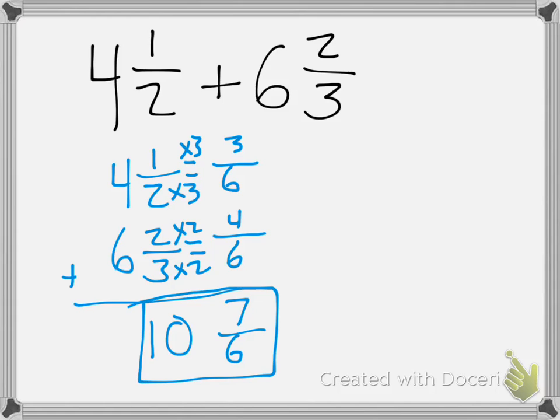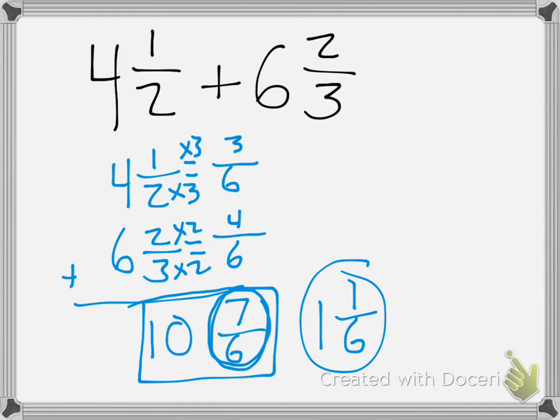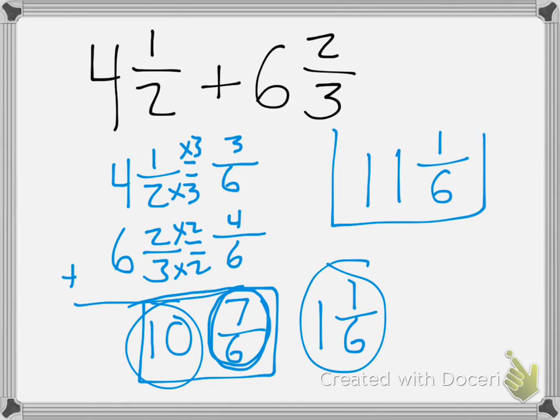If you want to make it in the simplest form, you've got to change the 7/6, which is an improper fraction, into a mixed number. I just look and I say, okay, 6 goes into 7 once, and I've got 1 left over. So 1 and 1/6. When I combine that with the 10 that I already had, my answer becomes 11 and 1/6. That is my answer in the simplest form. If you got 10 and 7/6, that is the correct answer. You just need to simplify it.